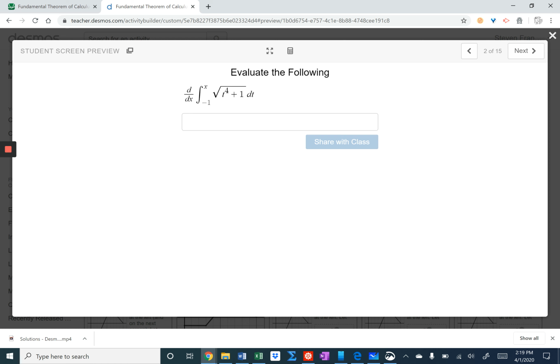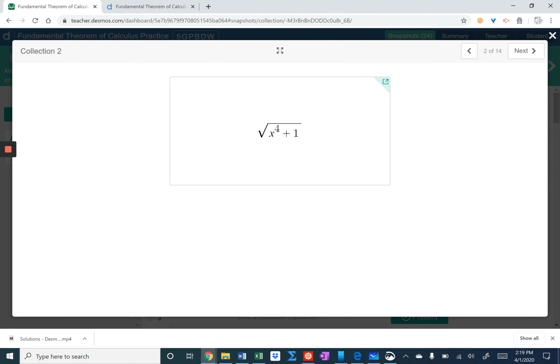Example number 2 is exactly the same thing. I was trying to start off slowly, make sure everyone got the basic concept correct and built up some confidence before going on to more difficult examples. But the derivative and the integral are going to cancel. You're going to be left with the integrand as a function of x instead of a function of t. So, straightforward.